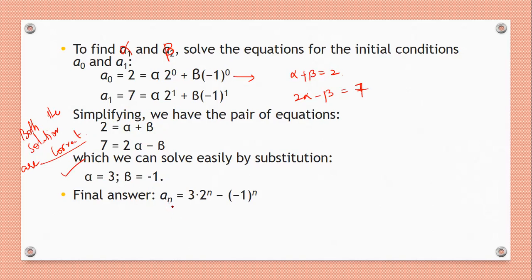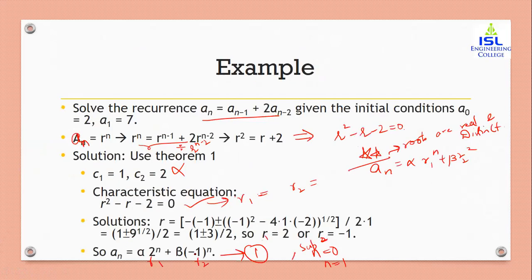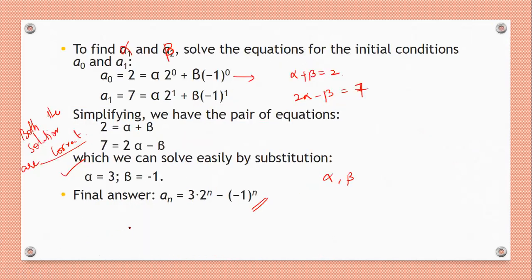To find the solution, we get an is equal to 3 into 2 power n minus of minus 1 power n. So this is the final solution. We substitute the alpha and beta values in this equation and we get our final solution. Alright. So this concludes the first approach where the roots are real and distinct. This is your theorem 1. Similarly, we will have one more theorem for the case of repeated roots. We will see that in the next lecture.